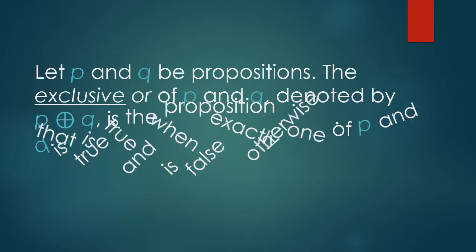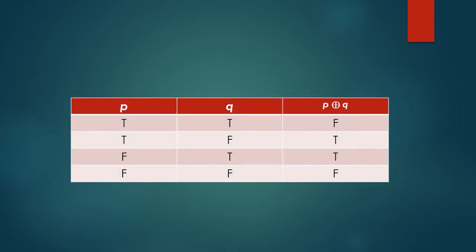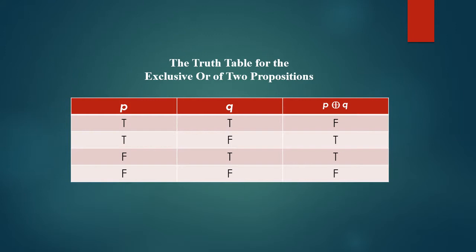Here's another method. Let P and Q be propositions. The exclusive OR of P and Q is the proposition that is true when exactly one of P and Q is true and is false otherwise. Here's the truth table for the exclusive OR of two propositions.